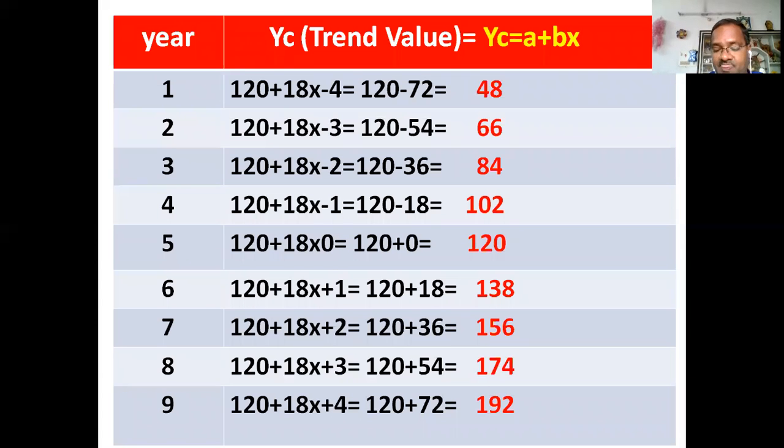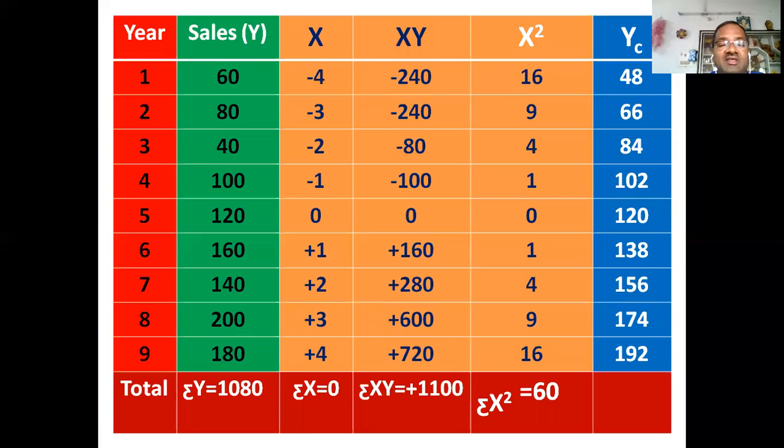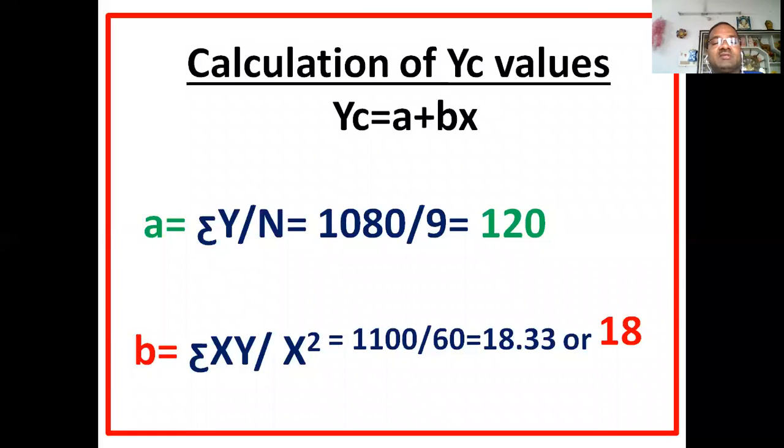This is the way. See, we have taken YC is equal to A plus B X. What is A? As we discussed in our previous slide, A is equal to sigma y by n. So what is sigma y? Here the sigma y is the total of y, 1080. The total number of years given is 9. So sigma y by n is equal to 1080 by 9, which is 120. So A is equal to 120.